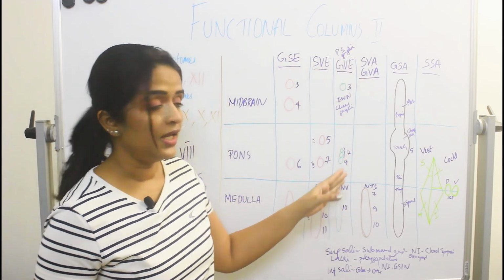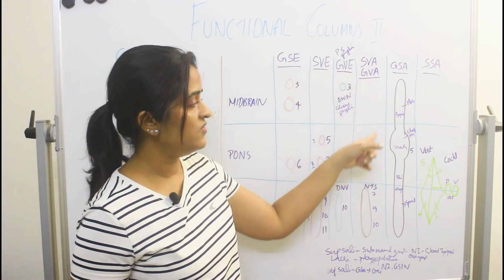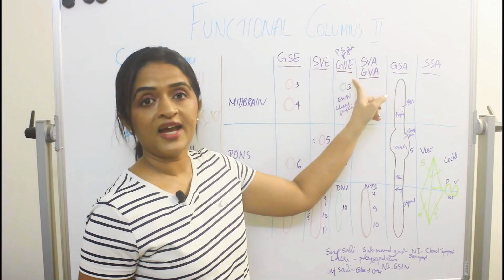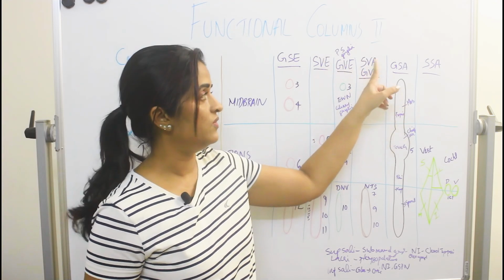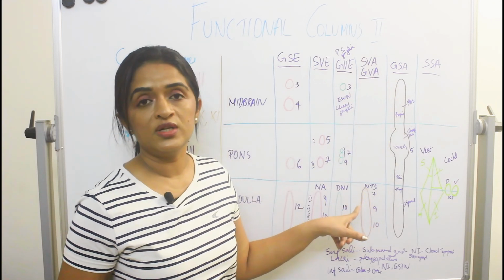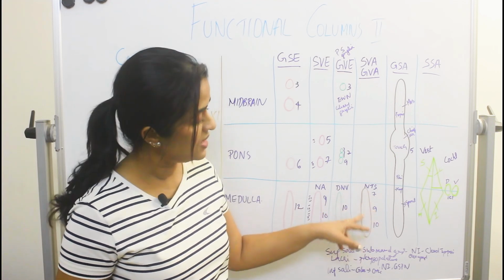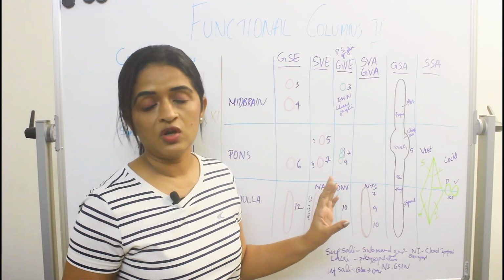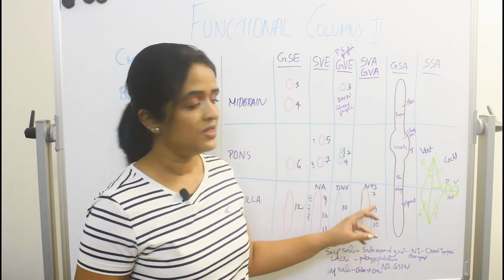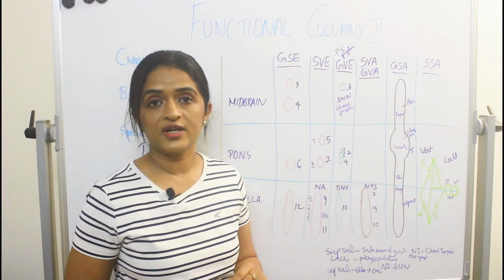Now coming to the next column, I have already mentioned that there are 7 columns, and in this column we have fused the 2 parts, that is special visceral efferent and general visceral efferent. Okay, so we have fused these 2 columns, and in this you have the nucleus of tractus solitarius, which is nothing but a combination of 3 cranial nerve nuclei, that is 7, 9 and 10. 7, 9 and 10 cranial nerve nuclei together you call the nucleus of tractus solitarius.